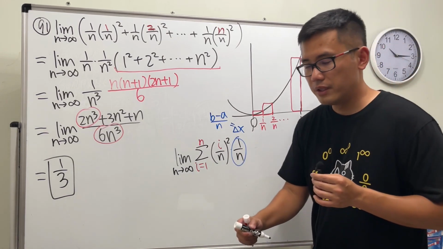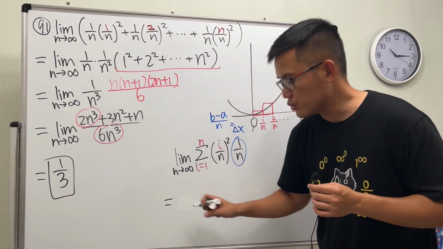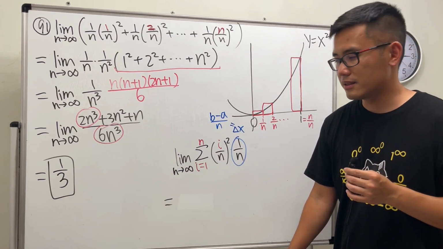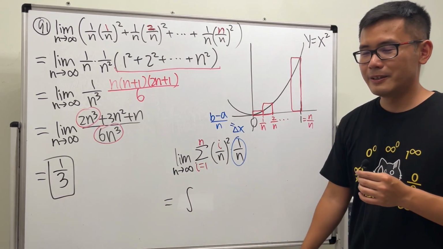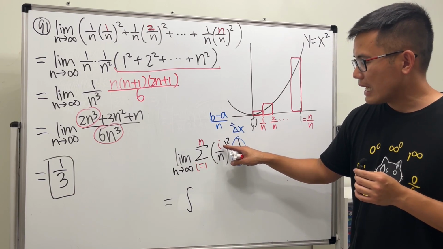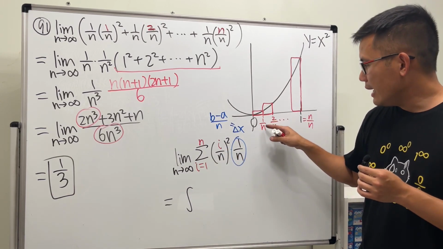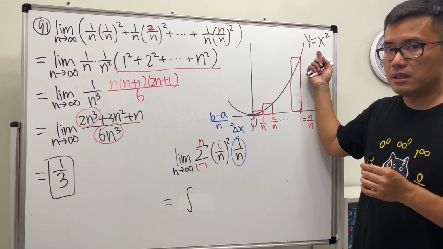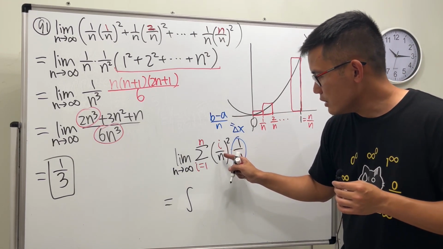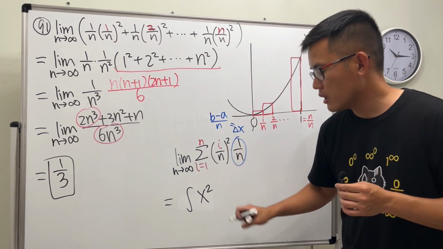If you know the structure of this, we can change this to a super version. That is the so-called integral. What's the function? You see, the input is i over n. That's what we talk about. We enter all this into the x. So that's the function. So the function in this case is x squared.